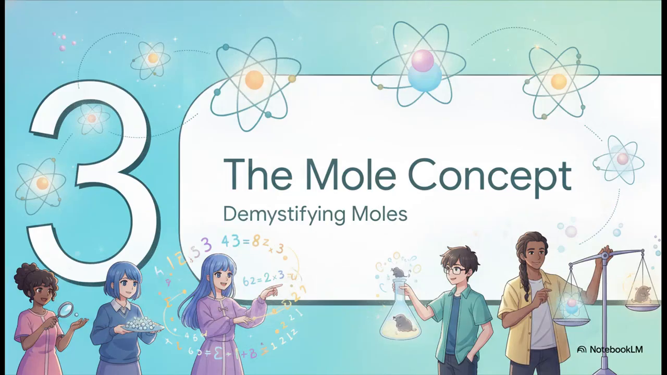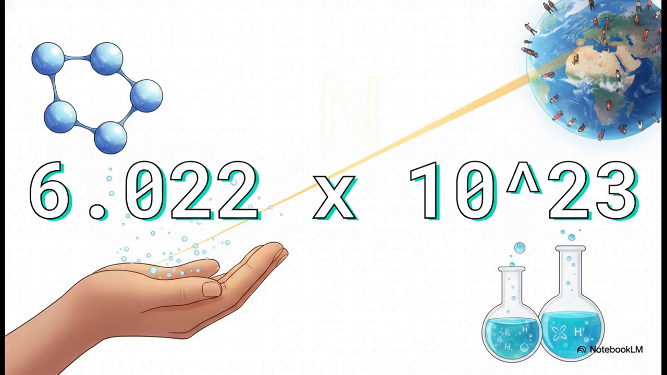Which brings us nicely to Section 3, Demystifying the Mole Concept. Behold Avogadro's number, 6.022 times 10 to the 23rd power. Guys, this is an astronomically, mind-bogglingly large number. To really put this into perspective, if you hold just 18 grams of water in the palm of your hand, which is honestly just a tiny little splash, that small puddle contains more individual water molecules than the roughly 10 billion people currently living on planet Earth.